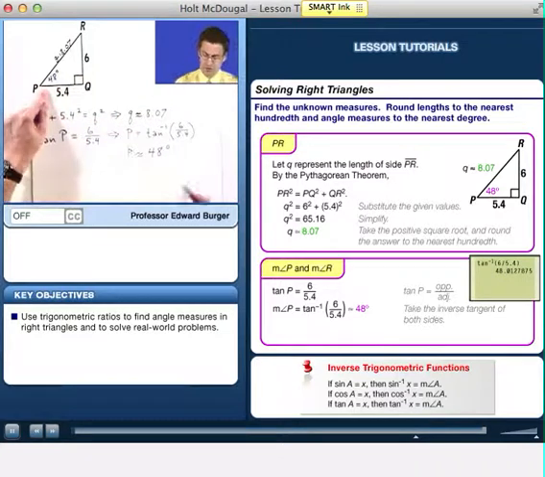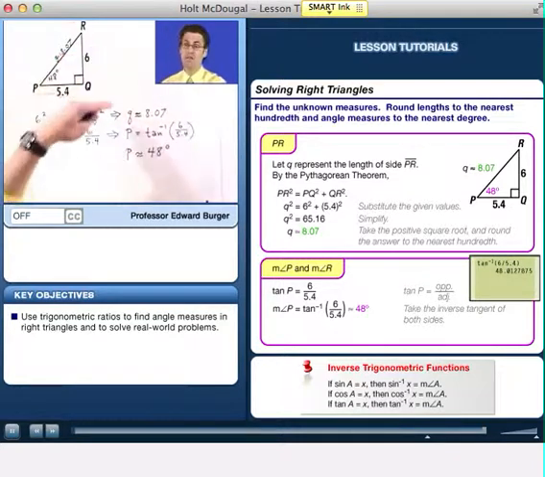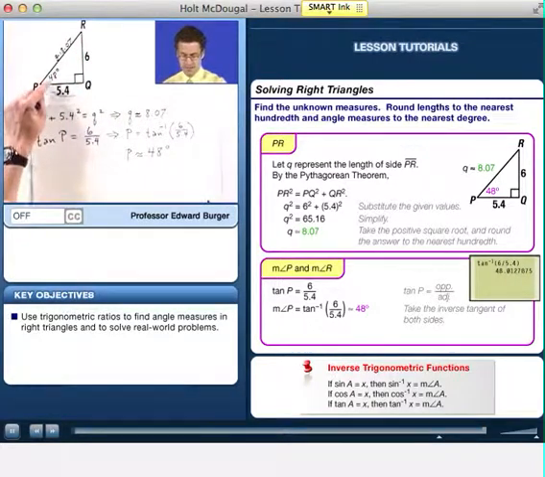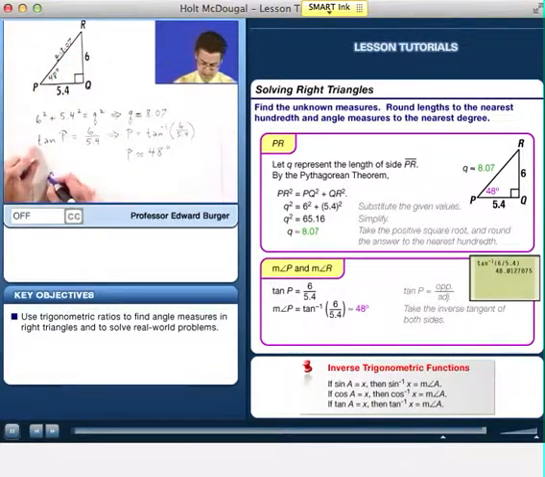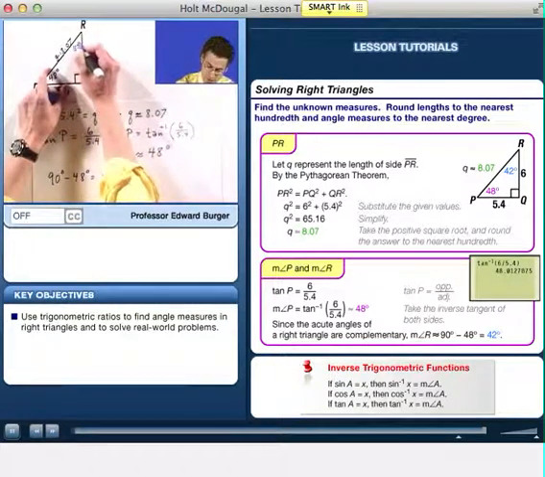Now, you could use another trig function to find the angle R, but I claim we're done because we have a triangle. We know the sum of all the angles is going to be 180 degrees. We know this is 90, which means these two angles are complementary, which means that to find this angle, all I have to do is take 90 degrees and subtract off 48 degrees, and I see 42 degrees. And so this is 42 degrees.